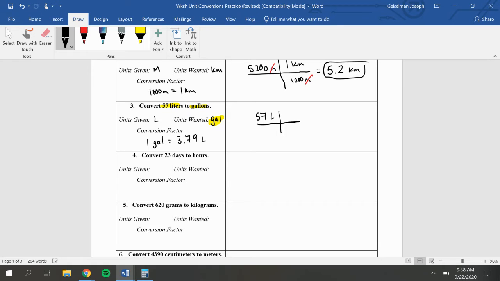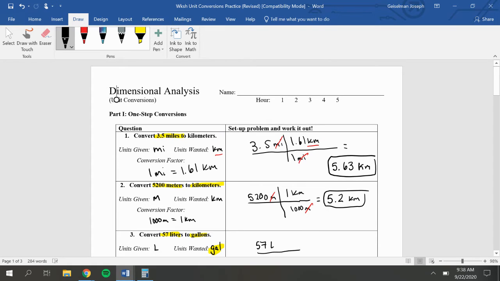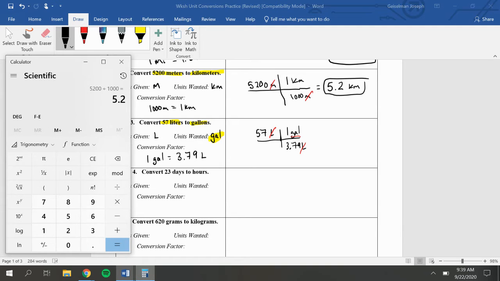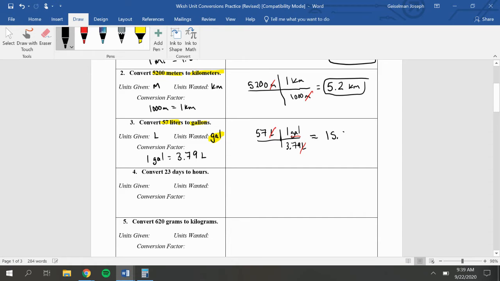All right, we throw in that conversion factor. We want liters to cancel, so we're going to put 3.79 liters in the bottom, 1 gallon up top. Our liters cancel. We're left with gallons, which is what we want at the end. And now we can plug this into a calculator. We want to plug in 57 divided by 3.79. We get an answer of 15.04, and that will be in gallons.